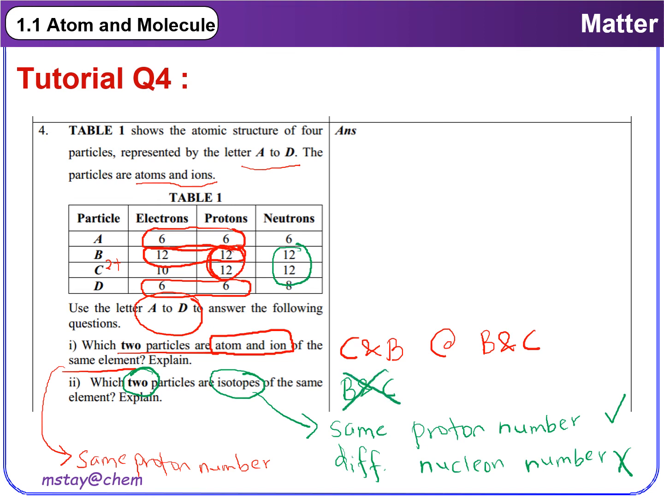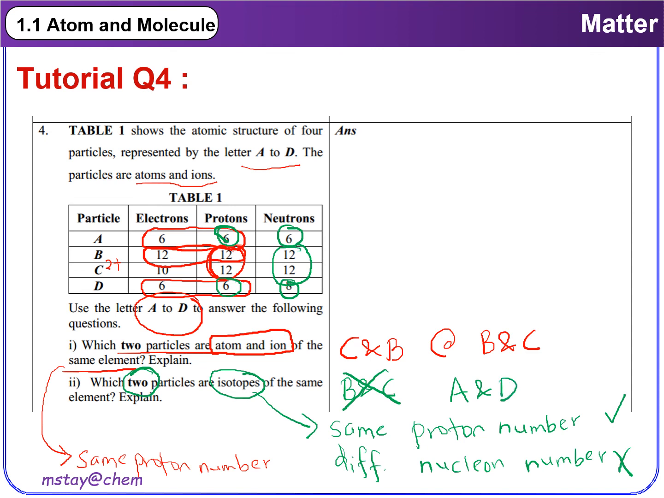So now we try to look at what are the possibilities. We can look here, A has 6 protons, D also has 6 protons. Then A has 6 neutrons, D has 8 neutrons. So different numbers of neutrons. So the answer for the second question is A and D.